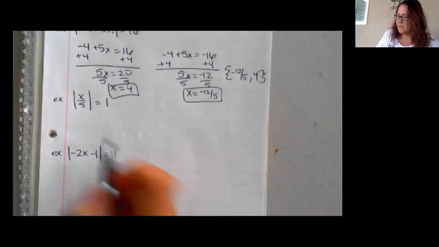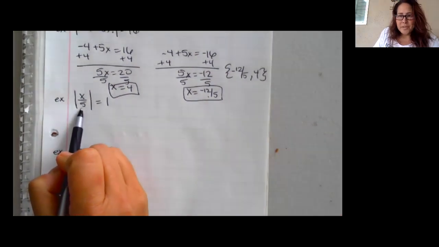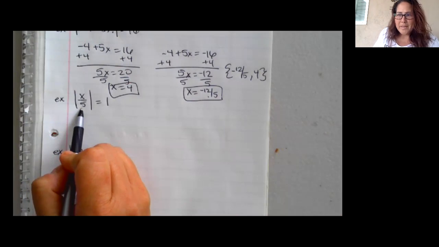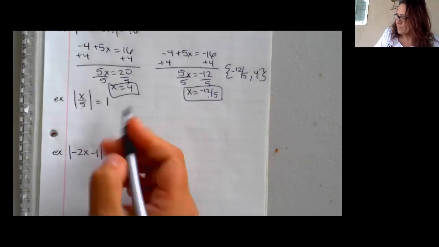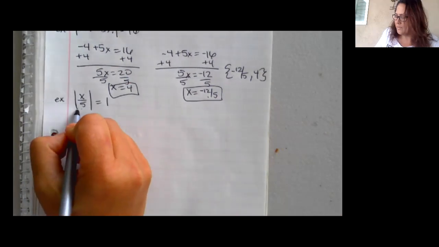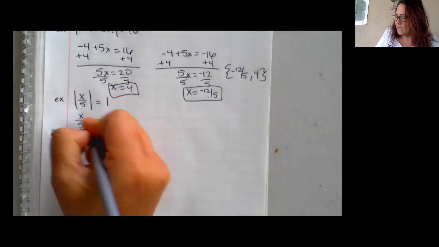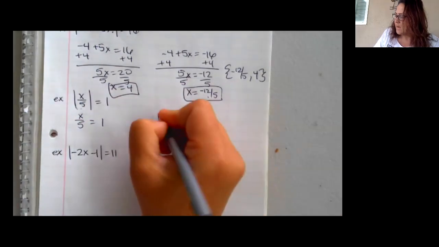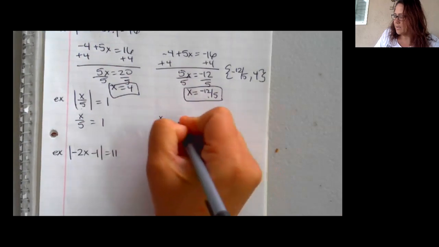Okay, let's do this one right here. Division. You guys love this one so much. I know when we had to solve equations, it's fantastic. Absolute value by itself. Two equations. X over 5 equals 1. X over 5 equals -1.